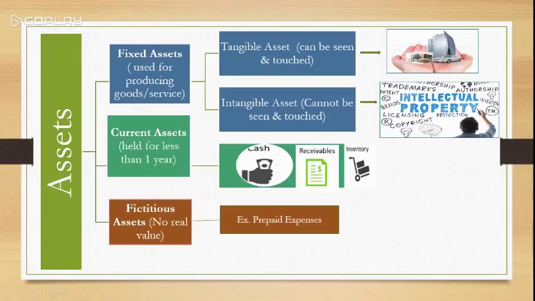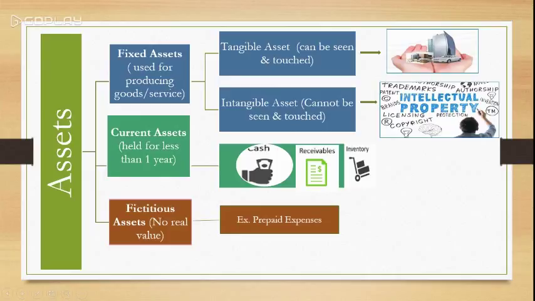Fixed assets are those assets which are held by business for long term. For example, building, vehicles, machinery. These are called fixed assets. Fixed assets can be tangible or intangible. Tangible means those assets which can be seen and touched. For example, building, car, vehicles. These are all tangible assets.